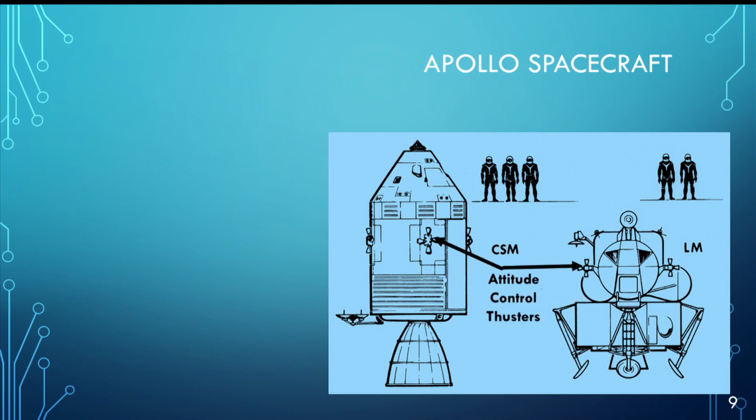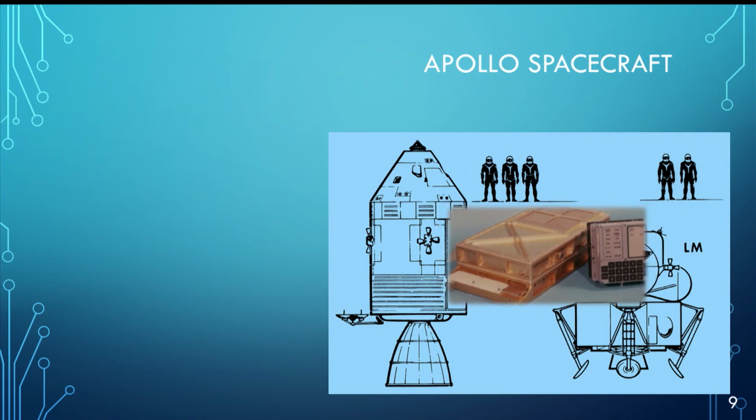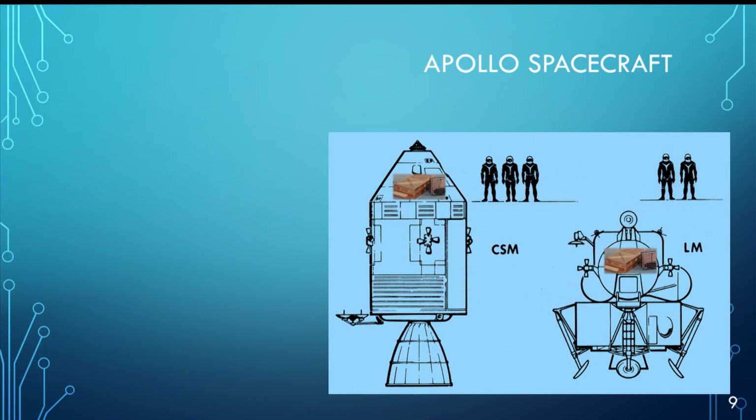The smaller little jets that you see here are attitude control thrusters. The computer actually had to control both the main engines and the attitude control thrusters. There was a computer on both spacecraft, in the command module and in the lunar module.